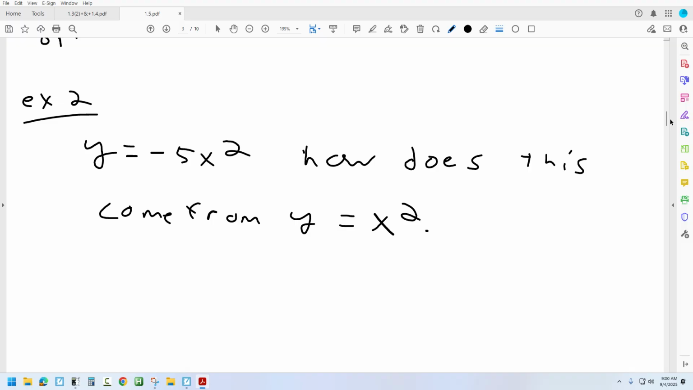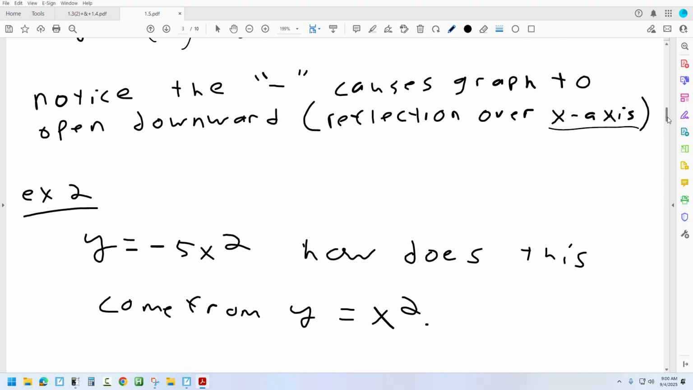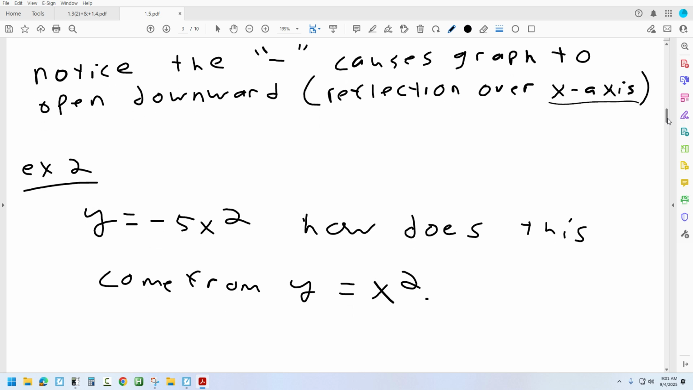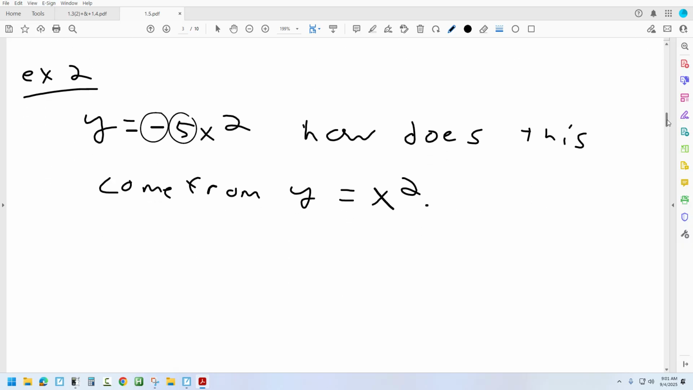This one is basically asking you to describe the transformations. There are two transformations here. The 5 is going to do something, and the negative is going to do something. So we're going to write each one of them separately. Now, the order that you describe the transformations in matters. I haven't shown you the order yet, so I'm just going to give you a hint how to do it on this one. But eventually, we have to make sure we're doing it in a certain order. Let's start with the 5.